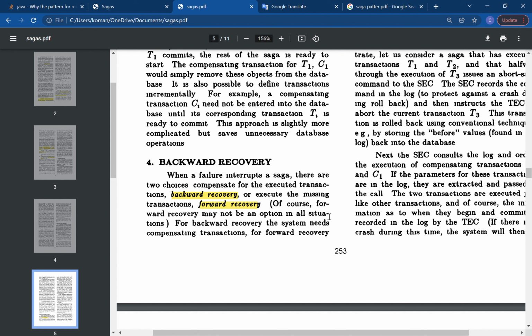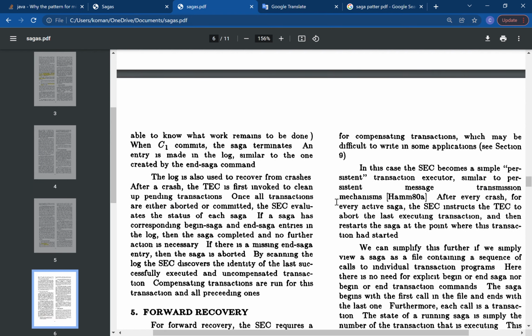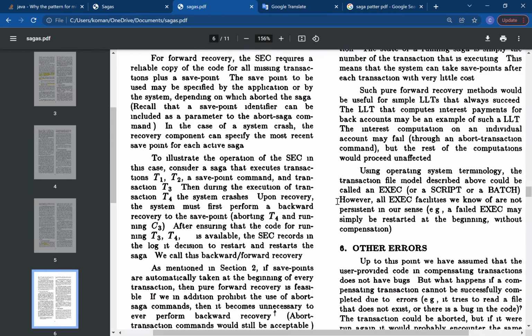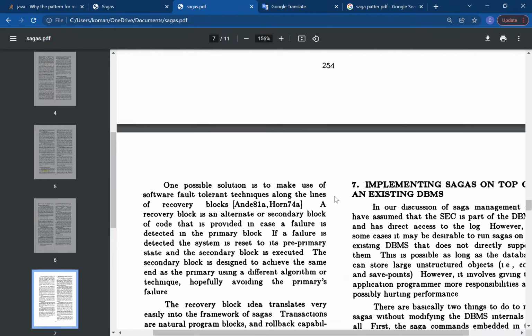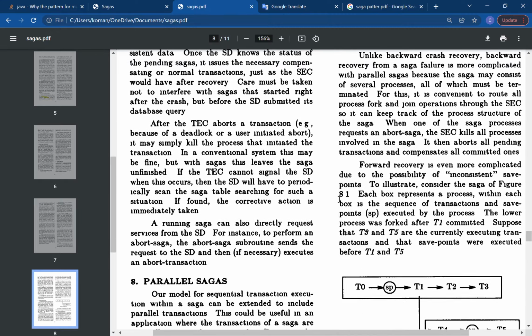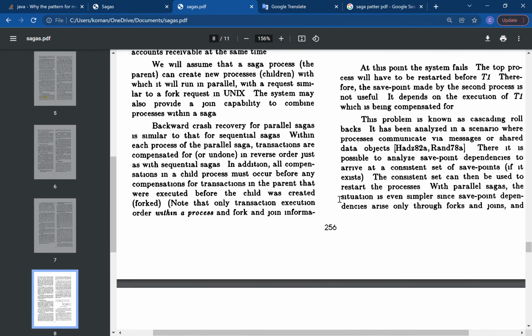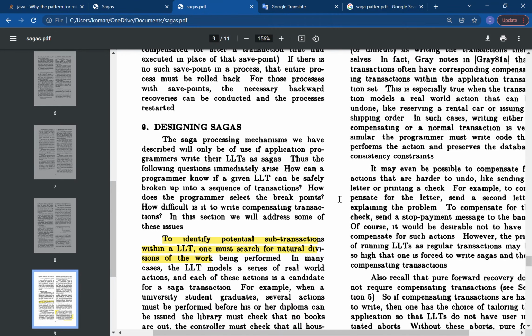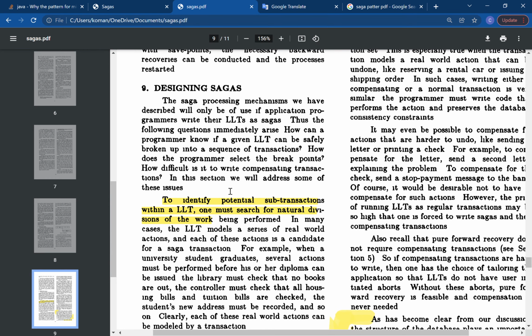For instance, there are other ideas: implementation, parallel saga, design saga. Okay.